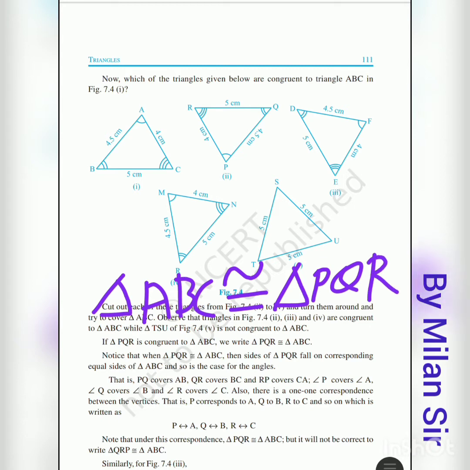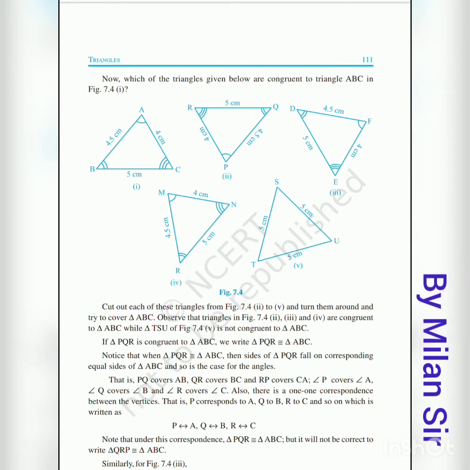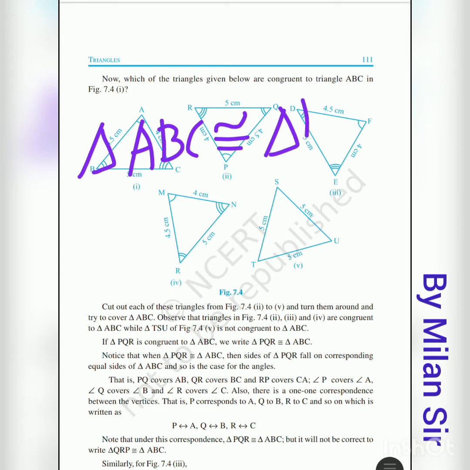ABC congruent PQR. This is the sign of congruency. Here is the equals to sign, and here it is like horizontal but S. This is the sign of congruency. So if we want to say that two triangles are congruent, we can write like this: triangle ABC congruent to triangle PQR. This shows the congruency.